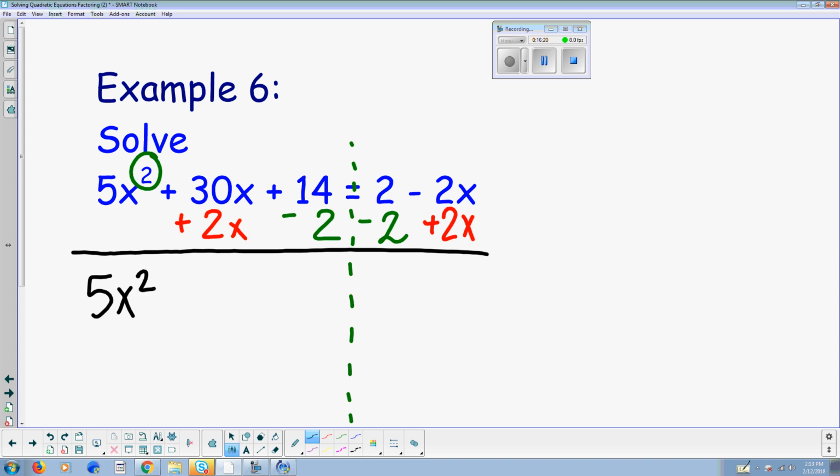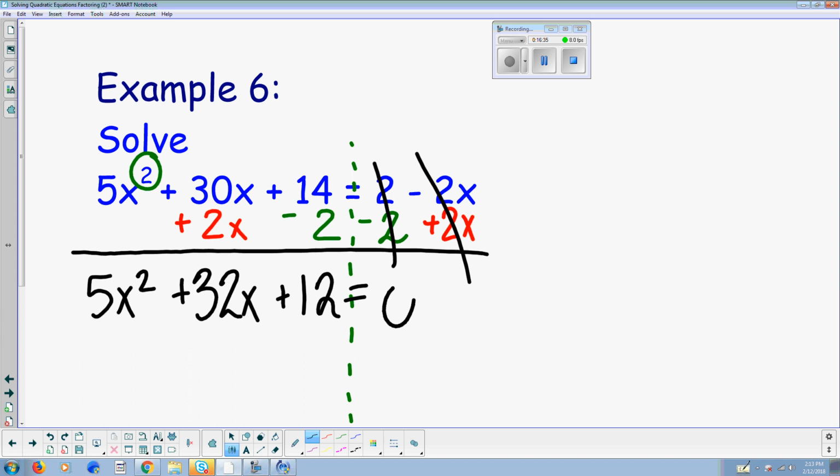30x and 2x combine to be 32x. And 14 plus negative 2 adds to be 12. Now on the right side, the 2 and minus 2 cancel, negative 2x and plus 2x cancel, it's equal to 0. Now when I take a look at this, it looks different than anything I've factored so far in this lesson. This is going to have to be factored by a different method.